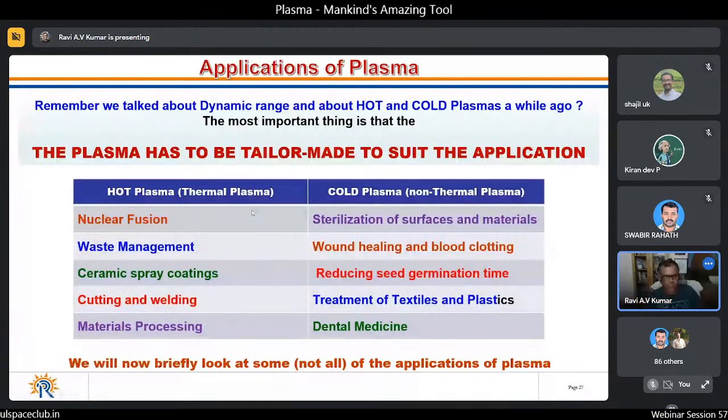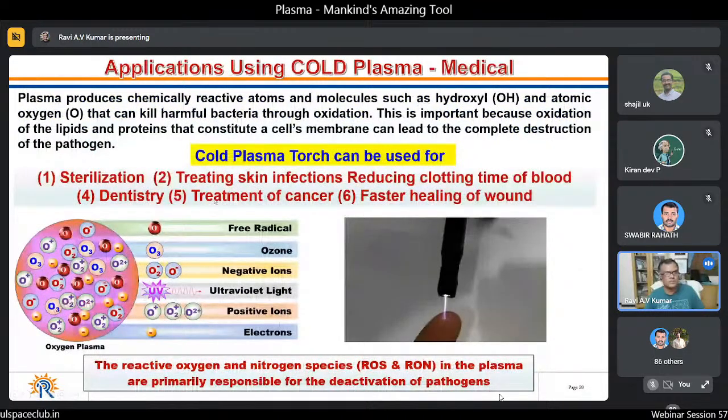Hot plasma is also called thermal plasma, because hot is thermal and cold is non-thermal plasma. You can see nuclear waste management, ceramic spray coatings, cutting, welding, material processing for hot plasmas; and sterilization, wound healing, reducing seed germination time, treatment of textiles and plastics, and also dental medicine for cold plasmas. We will now briefly look at some of the applications, not all, but I will try to cover most of these areas. So let us simply start with medical application.